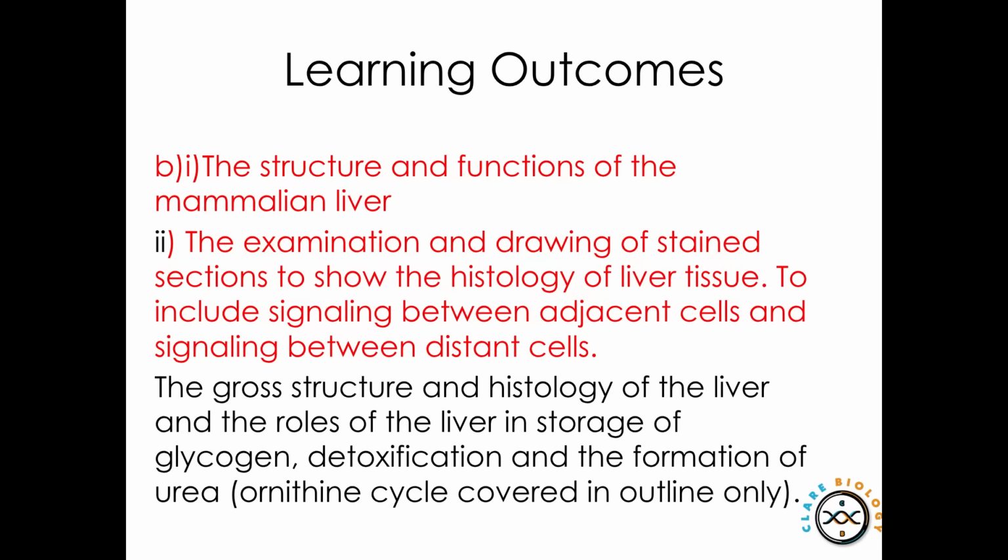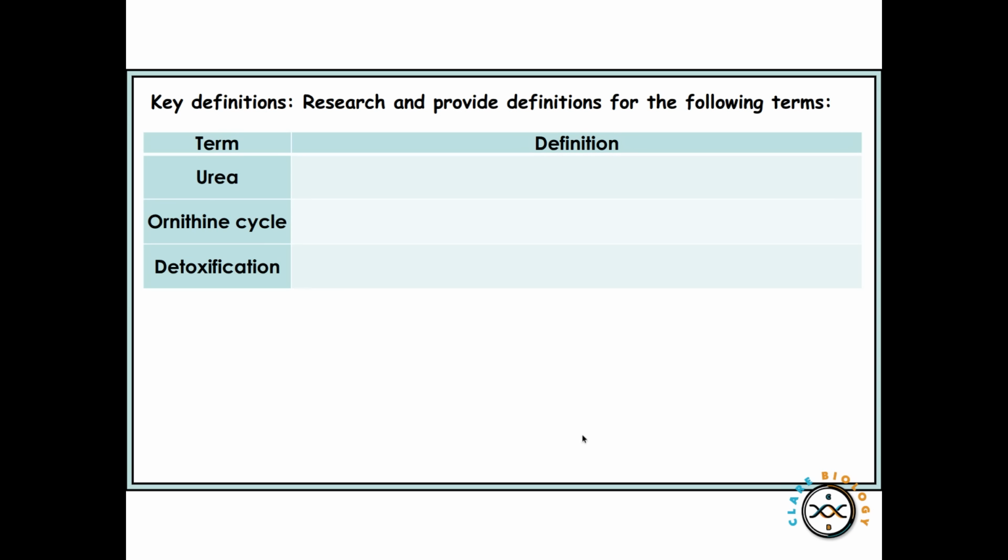Welcome biologists to part 2 of Spec Point B, where we're going to take a look at the functions of the liver. We already looked at the structure in part 1, so this video we're going to focus just on the functions. There are 3 main functions we need to know about here: the production of urea, detoxification, and also glycogen storage.